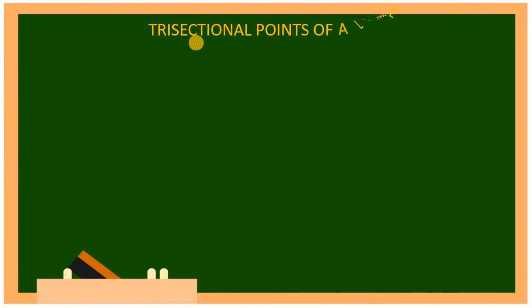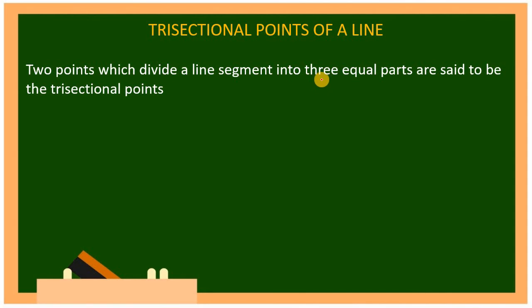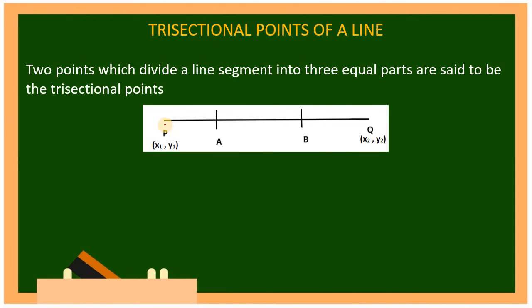Now, let's discuss trisection points of a line. Two points which divide a line segment into 3 equal parts are said to be the trisection points. Here, you can see a line segment PQ. In between, you can see 2 points A and B, which divide the PQ line segment in 3 equal parts. So, PA is equal to AB, AB is equal to BQ.